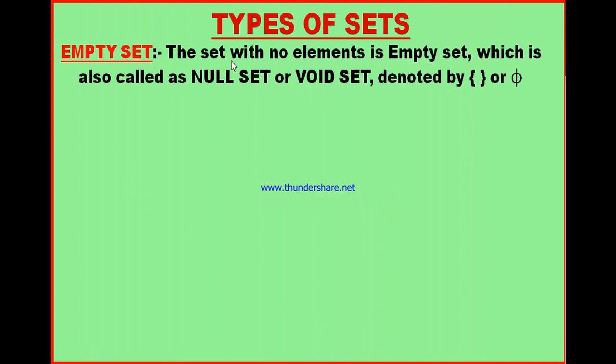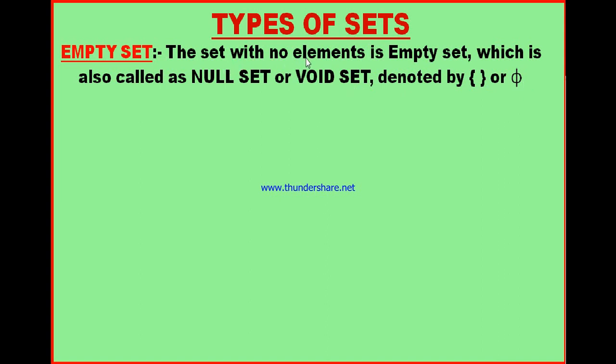Empty set means the set with no elements is called an empty set, which is also called a null set, and it is also called a void set, and it is represented like this with curly brackets or with this letter phi. You should read this as phi.